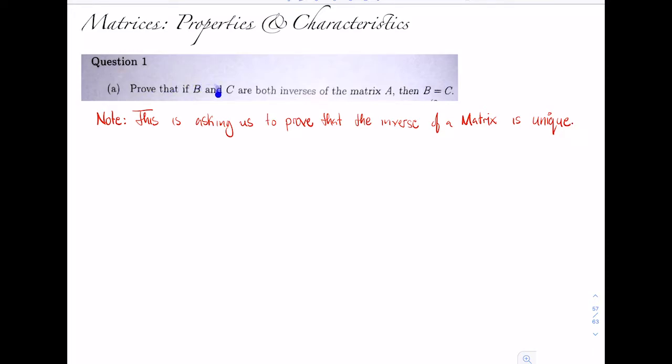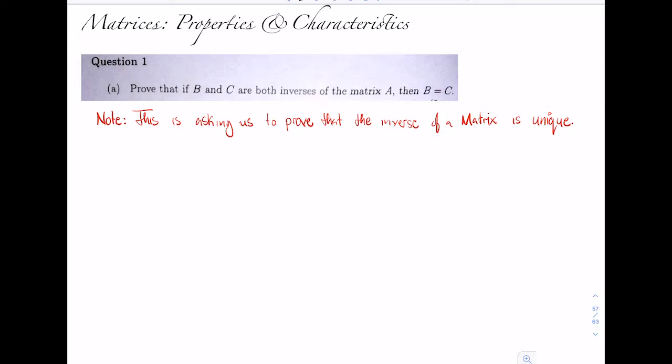prove that if B and C are both inverses of the matrix A, then B must be equal to C. Okay, here we make a quick note to recognize that this is asking us to prove that the inverse of a matrix is unique. All right, and that's a very important property of matrices. Once the inverse exists, then it must be unique.